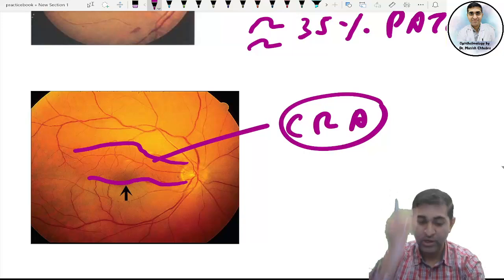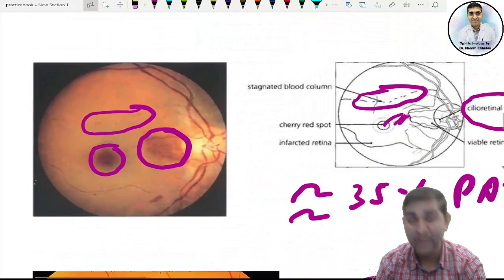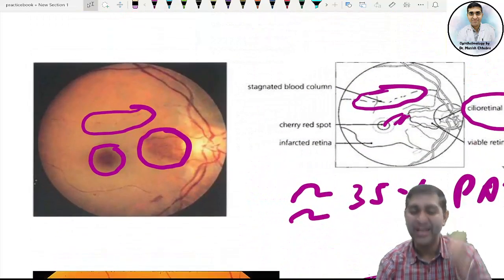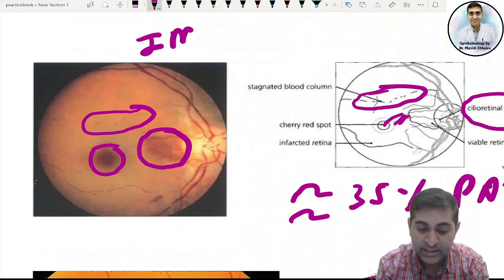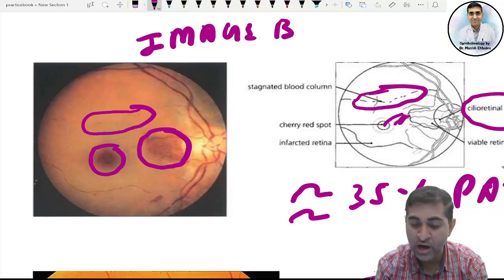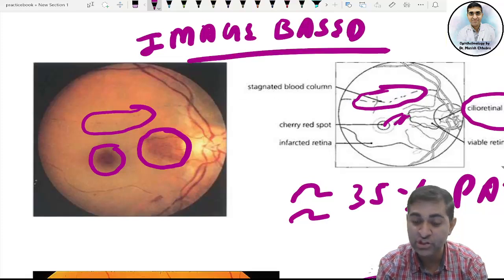Yes, chalo. Now I want to tell you that central retinal artery is an important image based question. It was asked in your recent FMGE exam.